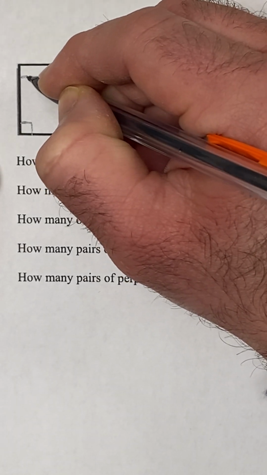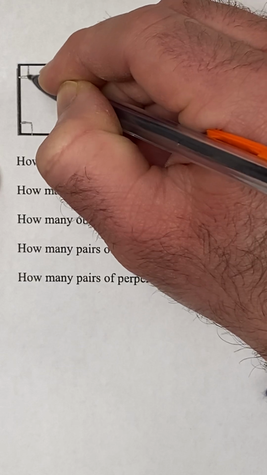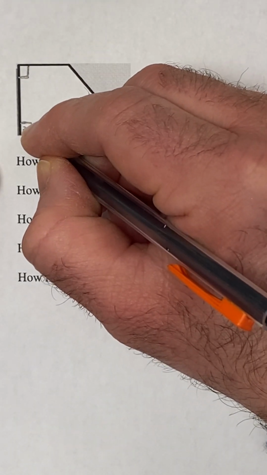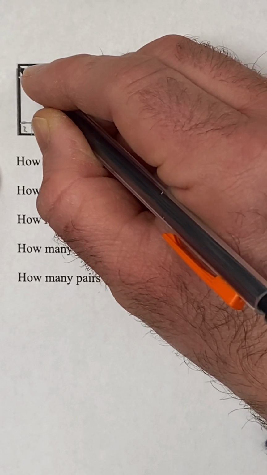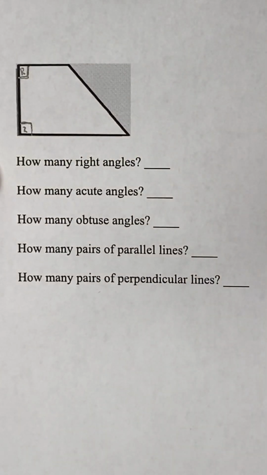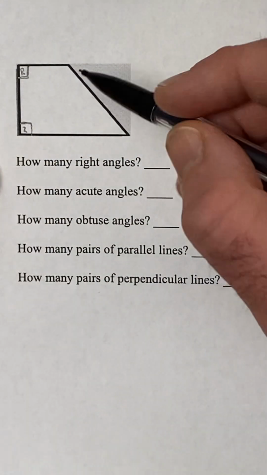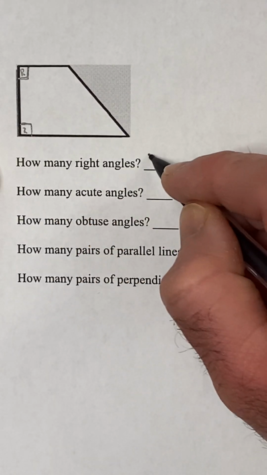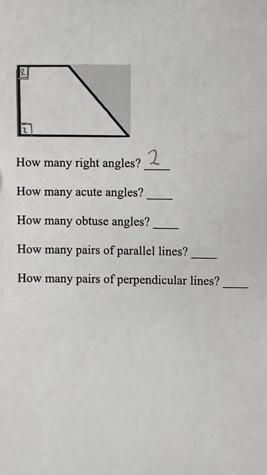And then we'll look right here and we'll see that we have two right angles. I may even put a little R inside there to remind me that those are right angles. So for answering this first one, I would say two right angles.